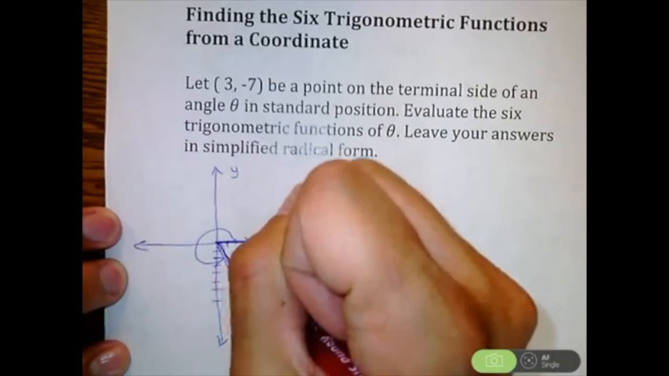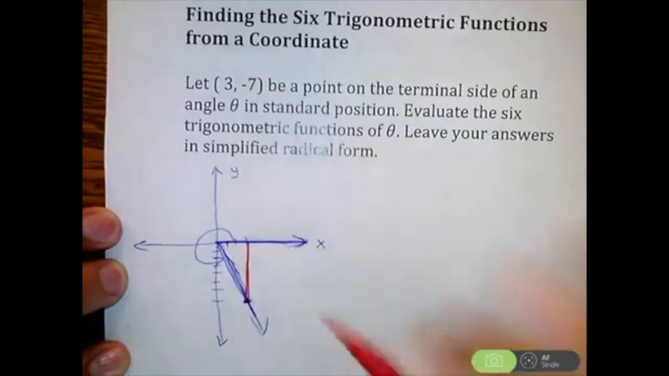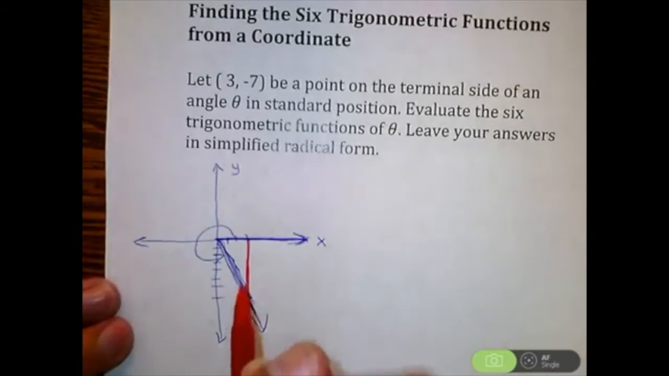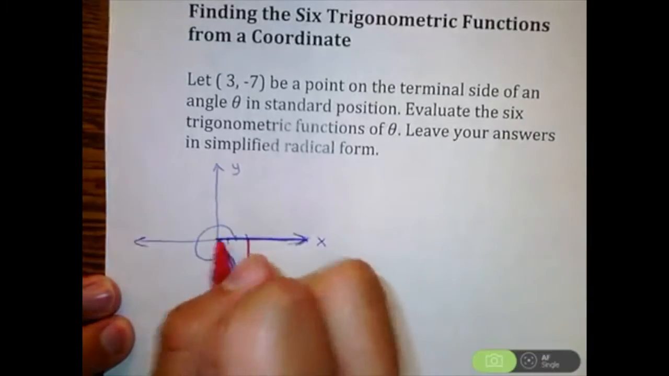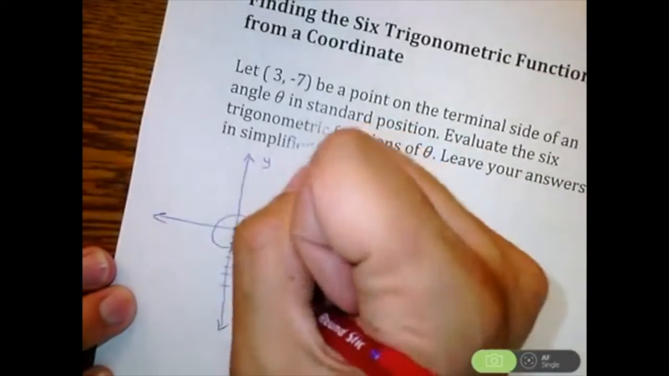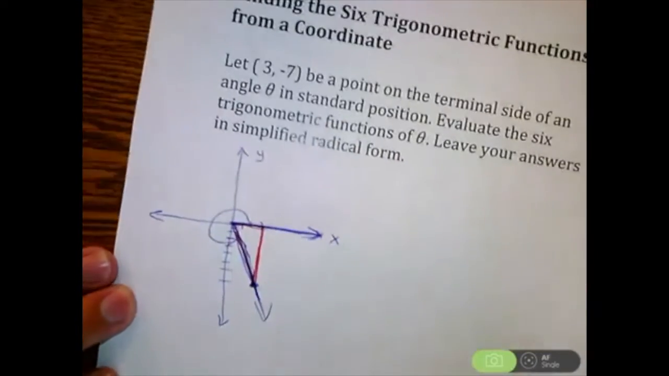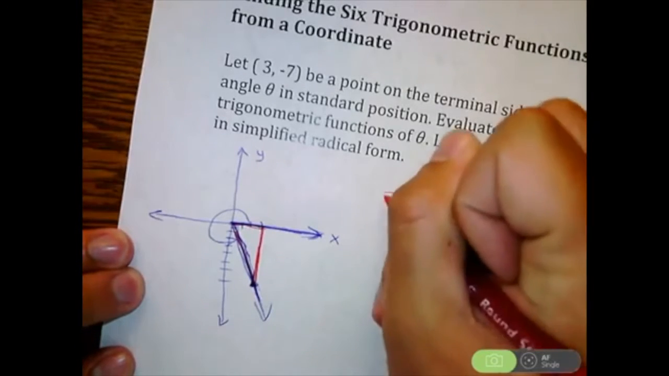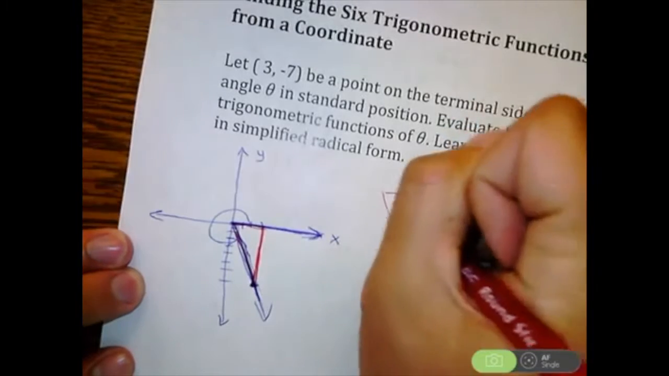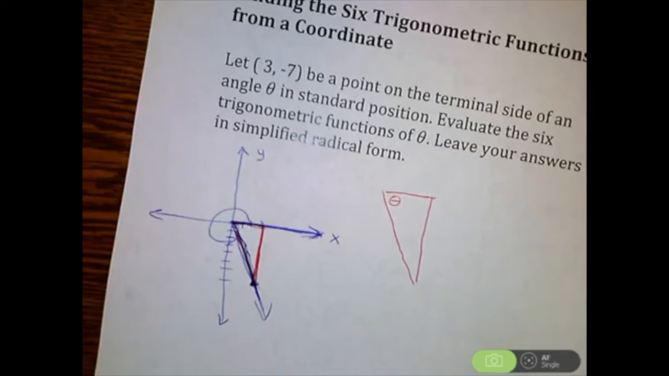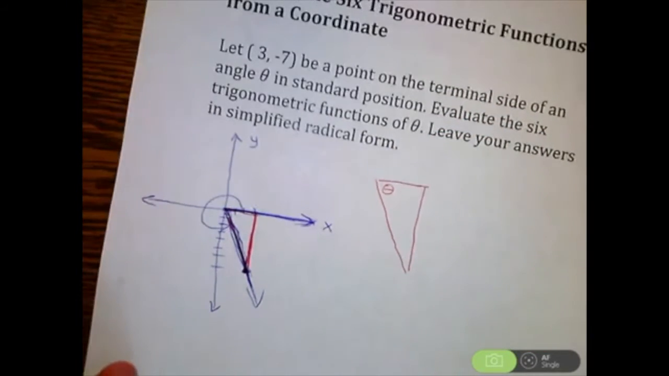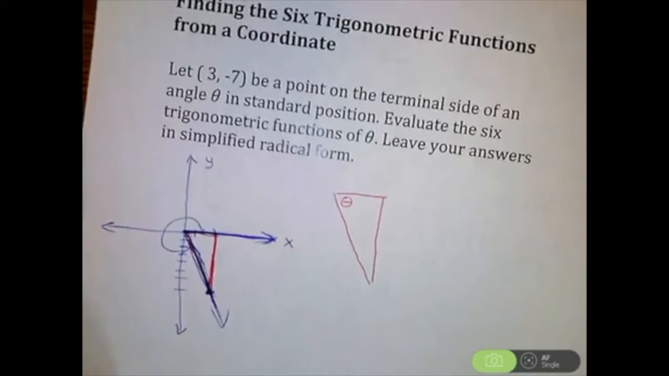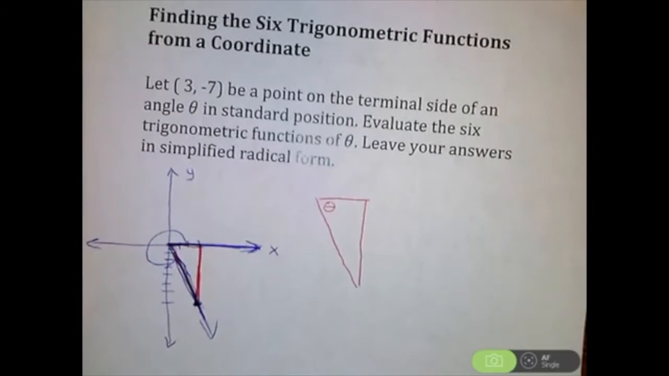So if we go this way, what I form here is a triangle, with this being a side, this being a side, and that's my hypotenuse. So I'm going to rewrite it over here so it's a little bit easier to see, because I'm dealing with a triangle somewhat like this with theta located here. So now that I know what triangle I'm dealing with, in order to do the trig functions, I probably need to know what all the side lengths are.